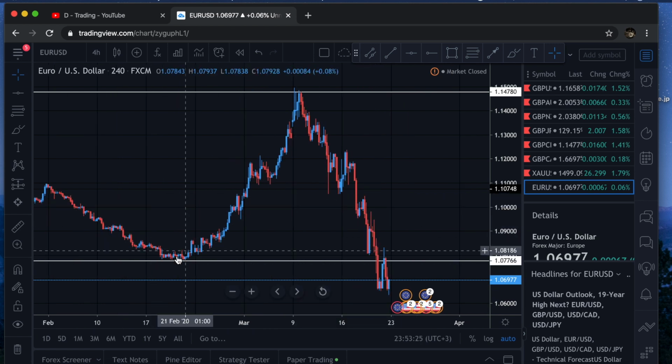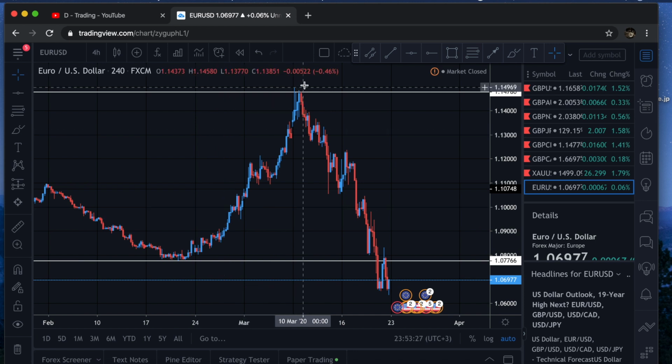Anyways, so now the trend is upwards. What am I gonna do? I'm just gonna wait for the market to fall back down to let me know that the trend has ended. So this reversal from here is gonna let me know that the trend has ended. So what am I gonna do now? Since this is an uptrend, I'm gonna start at the bottom.